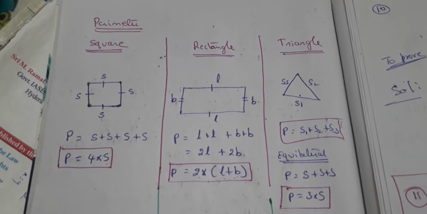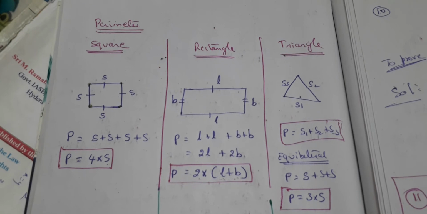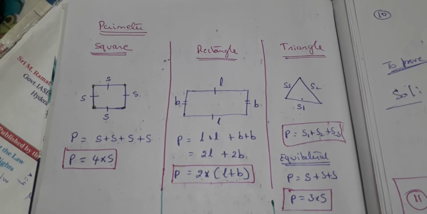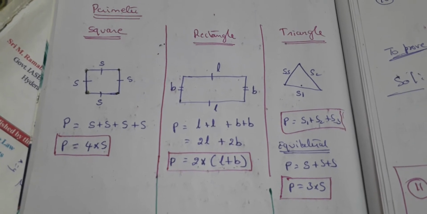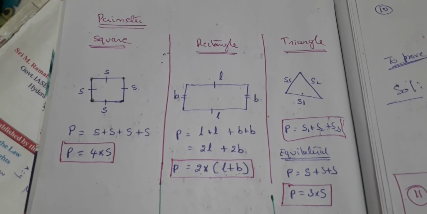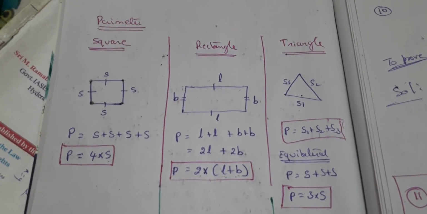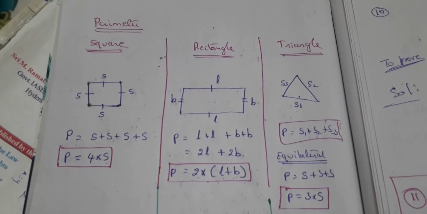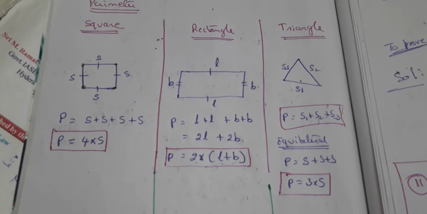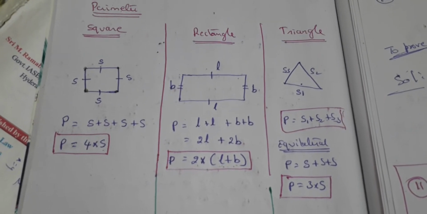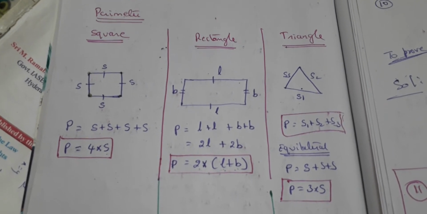Right, and if it is a rectangle, opposite sides are equal. So two lengths and two breadths will be there for a rectangle. Therefore, the perimeter is the sum of the two lengths plus the sum of the two breadths. That is 2l plus 2b or 2 times (l plus b). So that means you can find l plus b first and then double it. Thus you will be getting the perimeter of the rectangle.